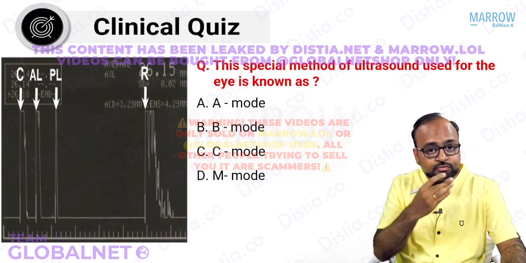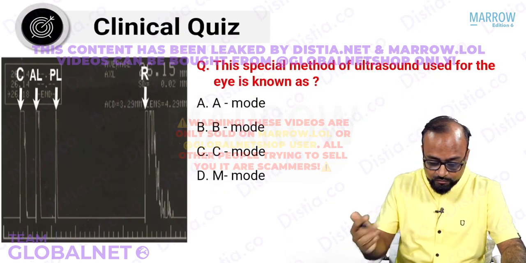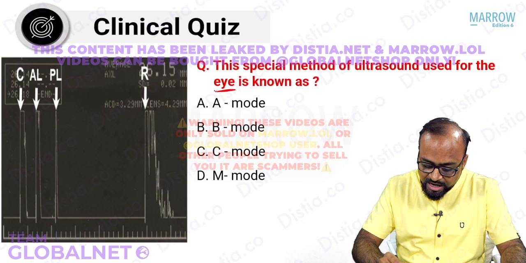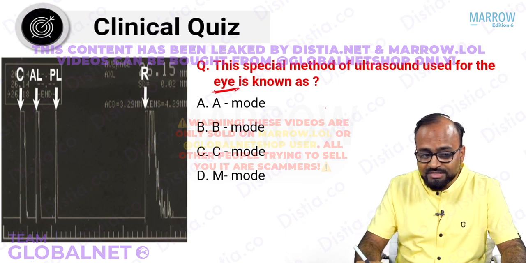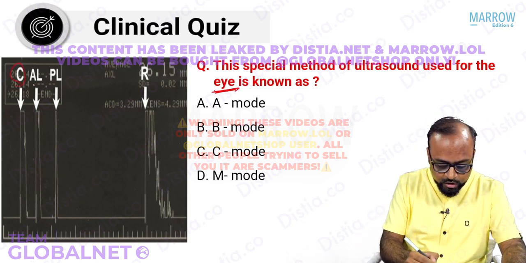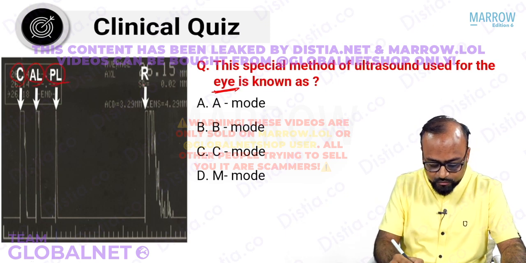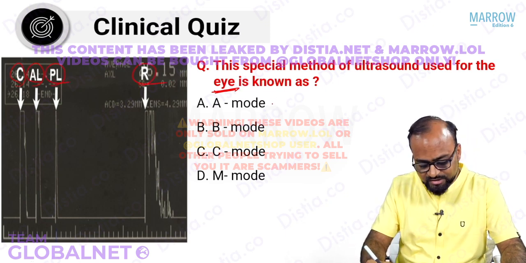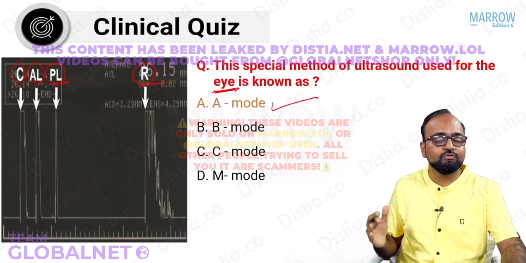And we have discussed various methods of display of ultrasound. We have seen that what is used in the eye in the A scan is nothing but A mode, where we can see the cornea, anterior capsule of lens, posterior capsule of lens, retina. So what is this? This is nothing but the A mode of display.